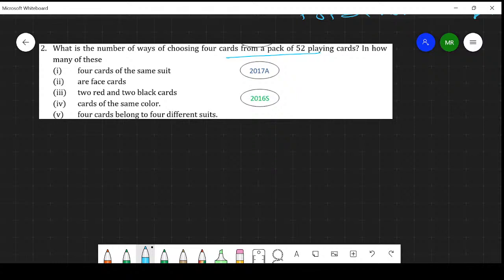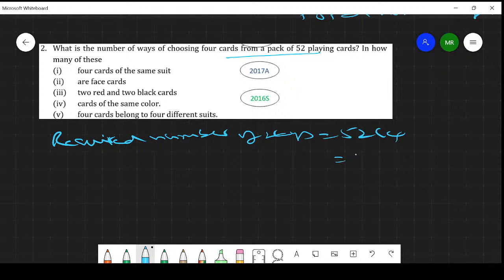What about the answer you can write? The first question, the required number of ways to select 4 cards out of 52 will become 52C4. If you apply the formula, what is 52C4? It comes 52 factorial by 4 factorial into 52 minus 4, 48 factorial.